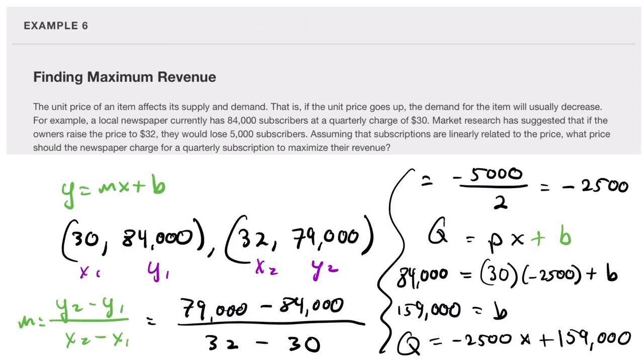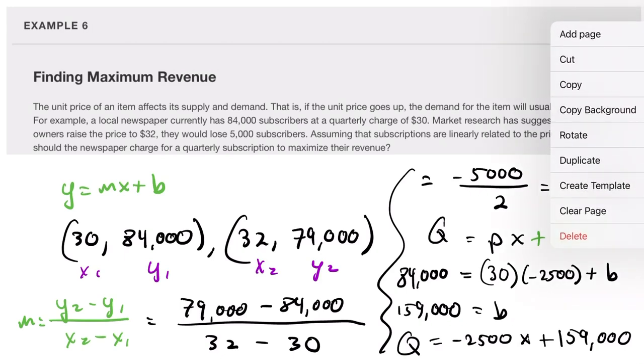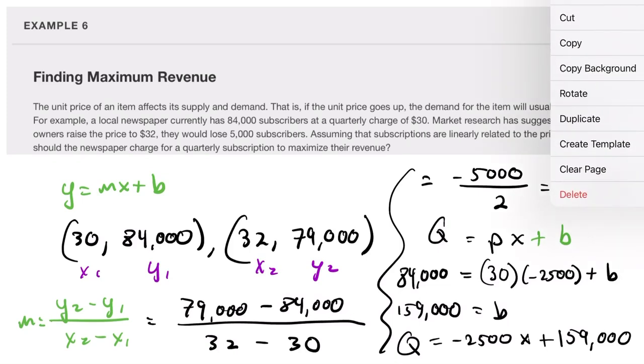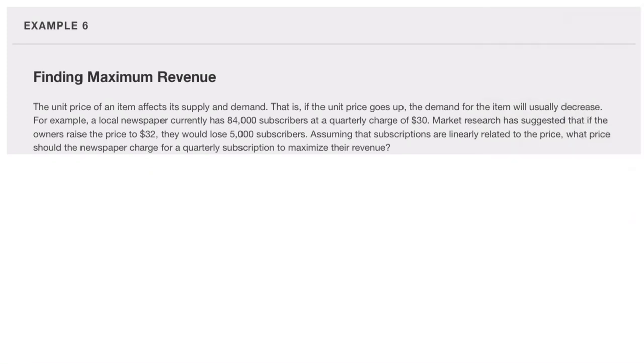Now for our revenue function, we're going to say the price times the quantity, right? So however much we charge. I knew we needed a quadratic function. Now we're getting it. I think we got it now. Let's clear this out. All right, so let's pull.